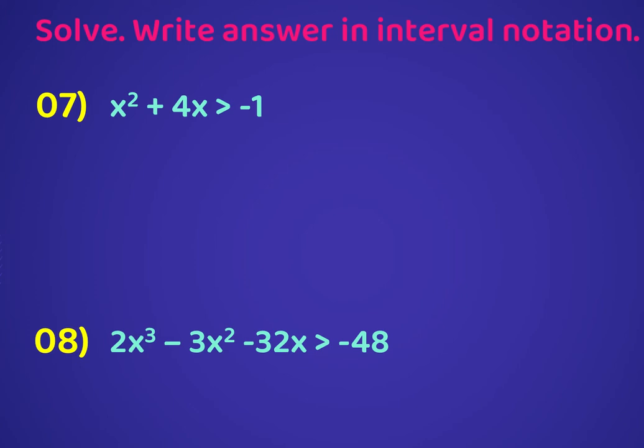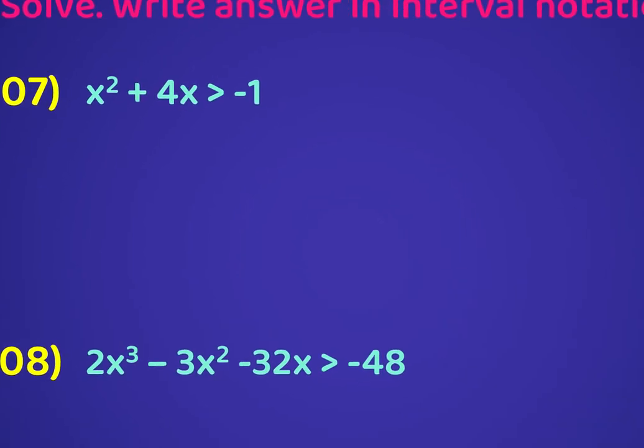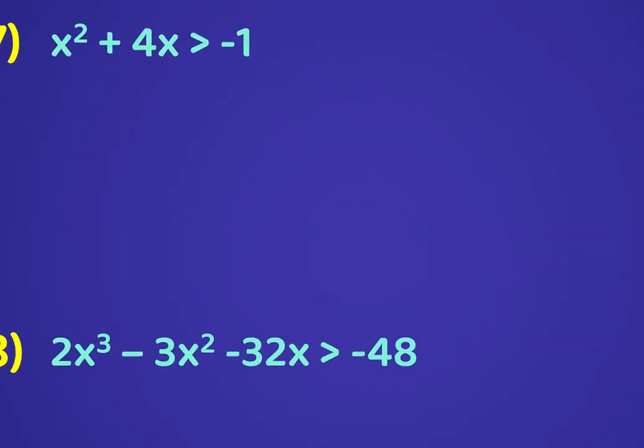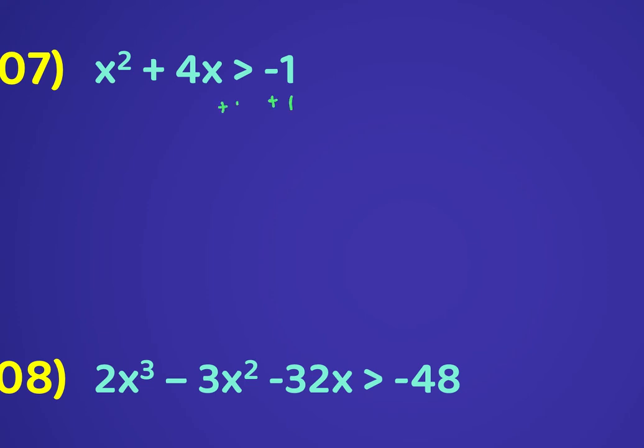All right, last two. So for 7, you're going to start by doing what? Add the 1 to the left-hand side. And then you try to factor. Are there factors of 1 that sum to 4? Nope. So how do I have to solve this? Quadratic formula. Yay! A is 1, B is 4, C is 1.